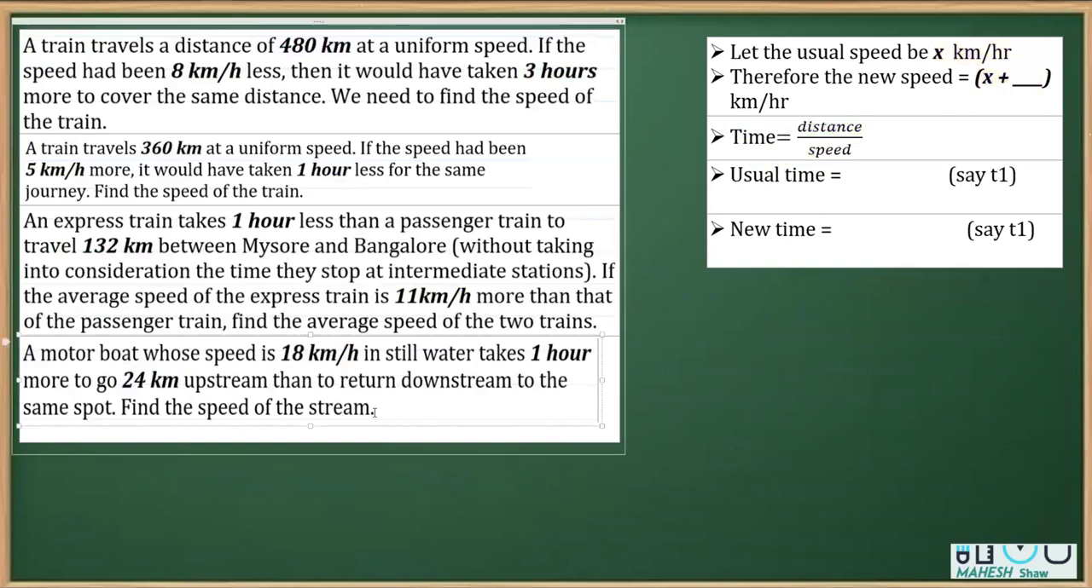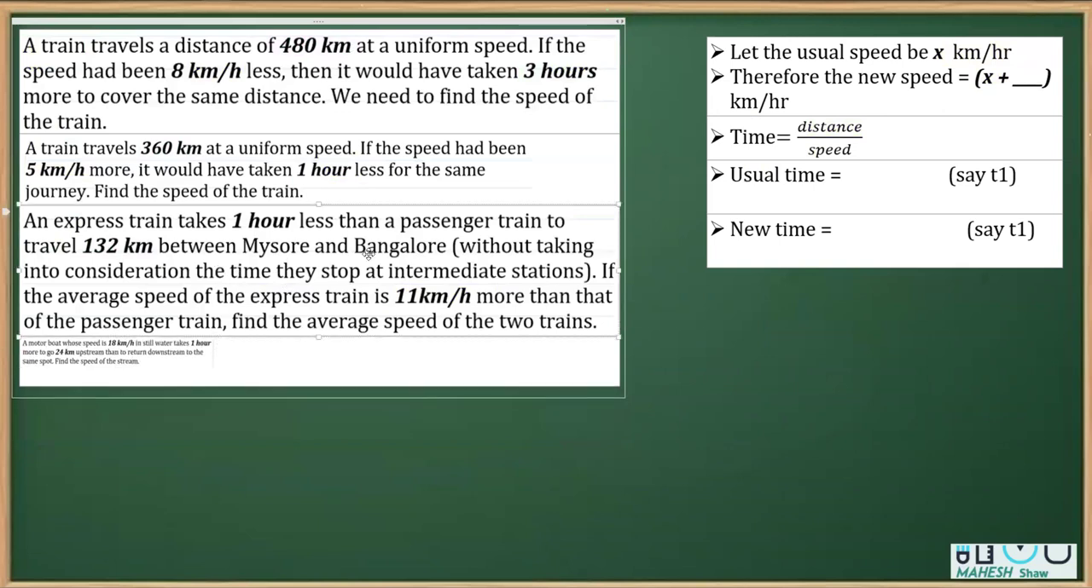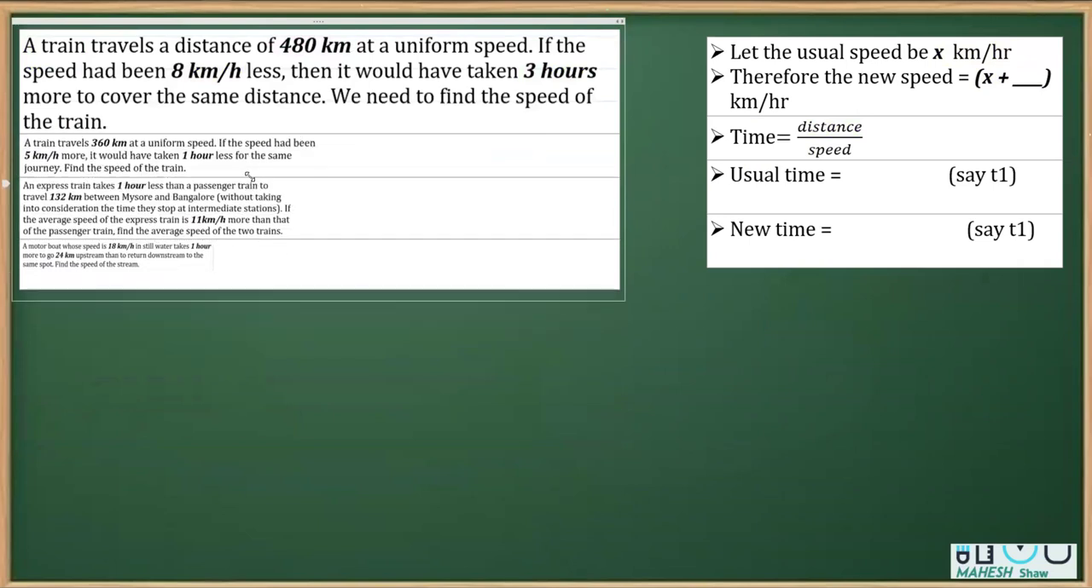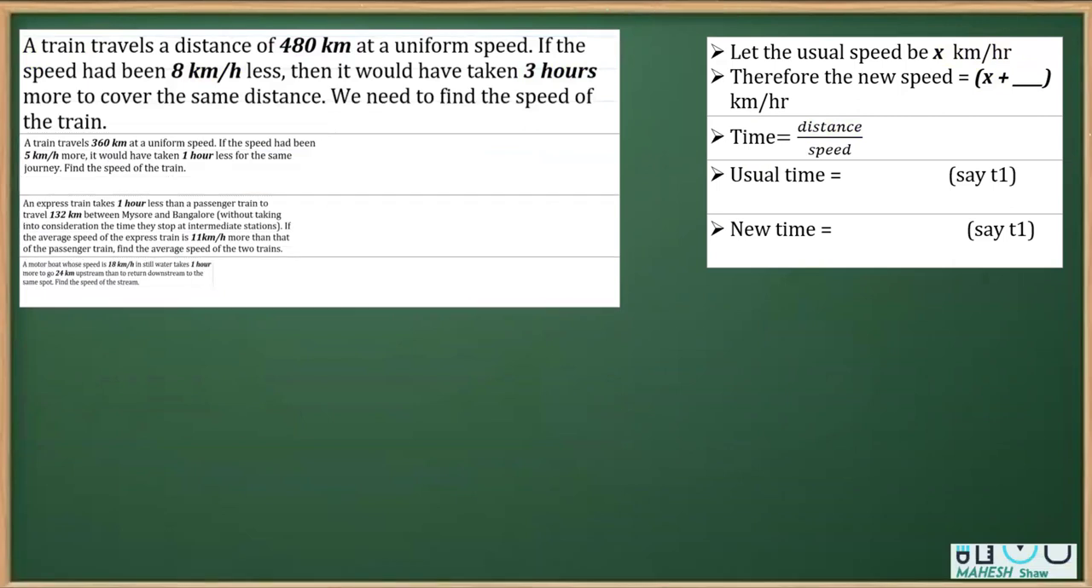So for that, let's say I minimize the other part, I'm starting with the first here. Right. So in this question, if I read it, it says a train has to travel a distance of 480 kilometer at a uniform speed. If the speed is 8 kilometer less, then it would take 3 hours more time to cover the same distance, and we need to find the speed of the train. Now, as I said, we'll have some fixed speed, which I have taken as x.